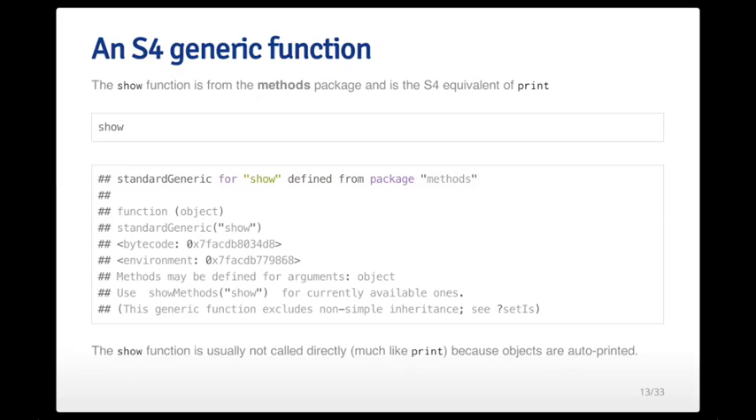So here's an example of an S4 generic function. This is from the methods package. It's called show, and it's the equivalent of print, but it's the S4 version. You can see there's a lot more stuff that gets printed out when you print out the body of the show function. But the basic idea is the same. The code for show is the standard generic, and it just tries to identify the class of the object that's being passed to it, and then it will dispatch the appropriate method. Most of the time in R, you don't call the show function or the print function because objects will be auto-printed at the command line.